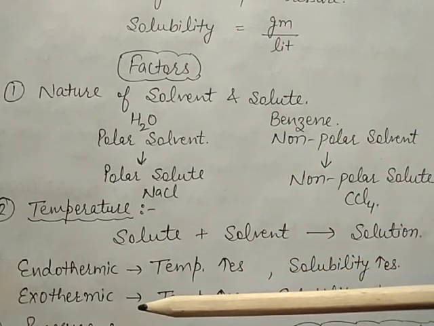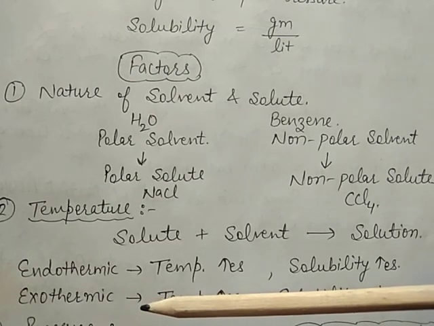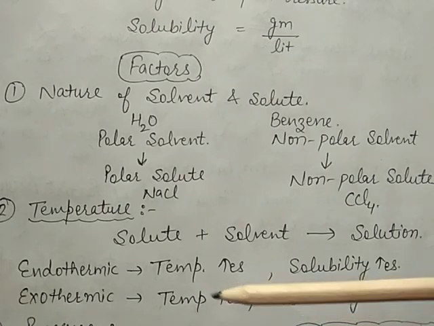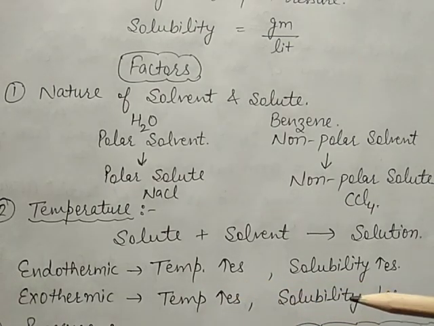But in the case of an exothermic process, heat is released. It means if temperature increases, solubility decreases because heat is released in this process. So solubility decreases.